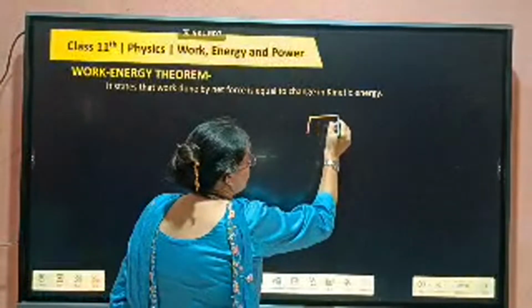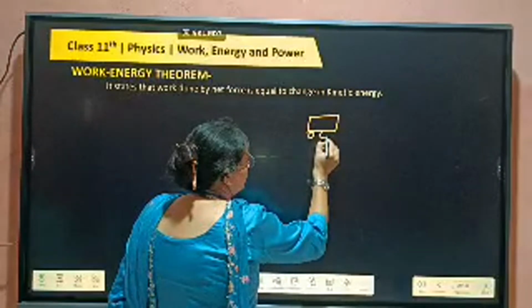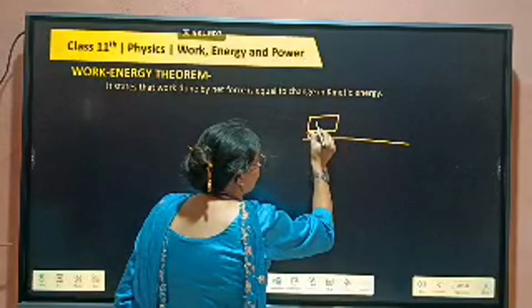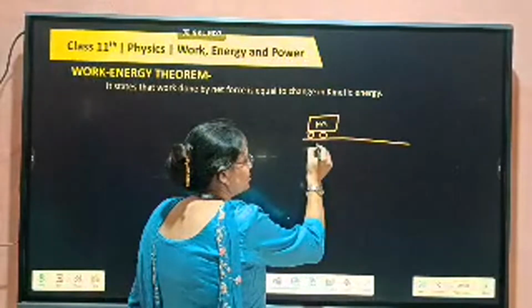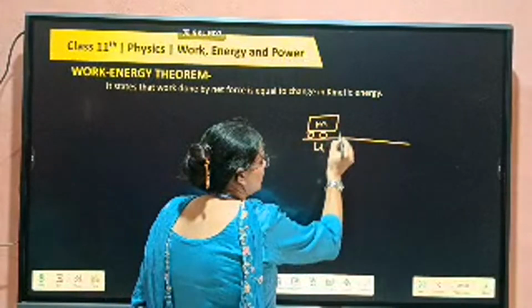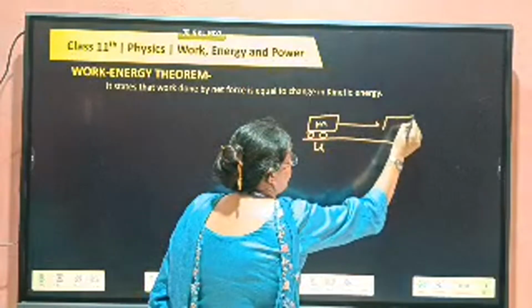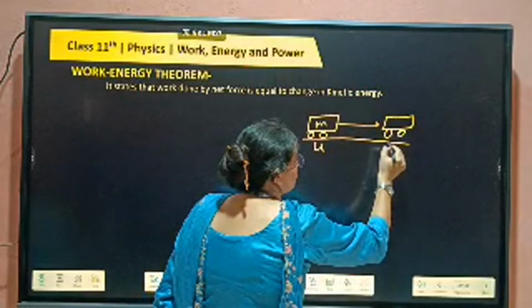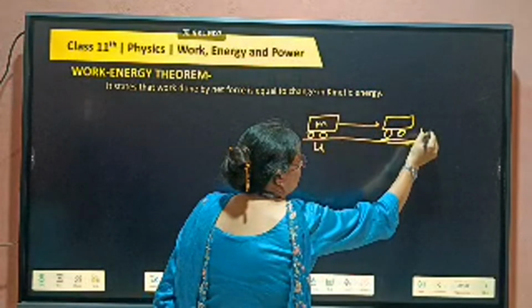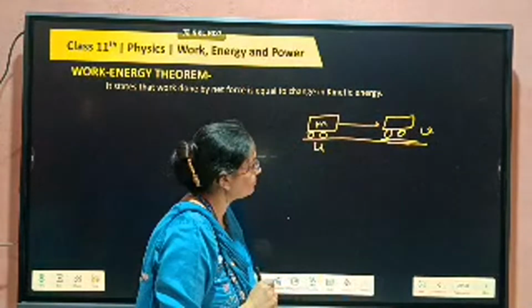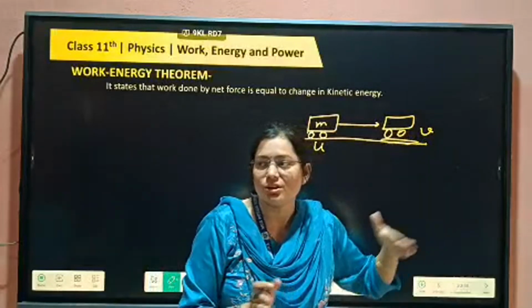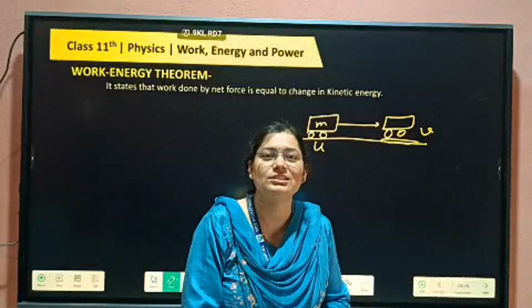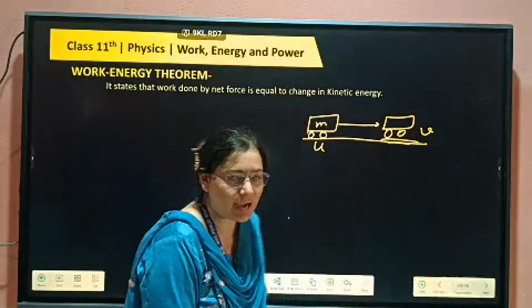Here an object is moving. Let its mass be m, initially moving with some velocity u, and after some time its final velocity becomes v. So the body moves from here to there, and the total work for moving from here to there will be the total kinetic energy.